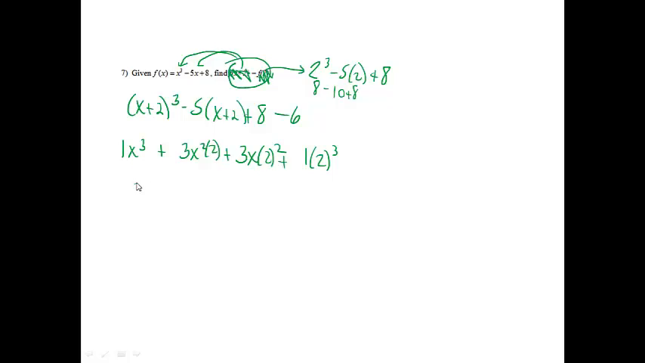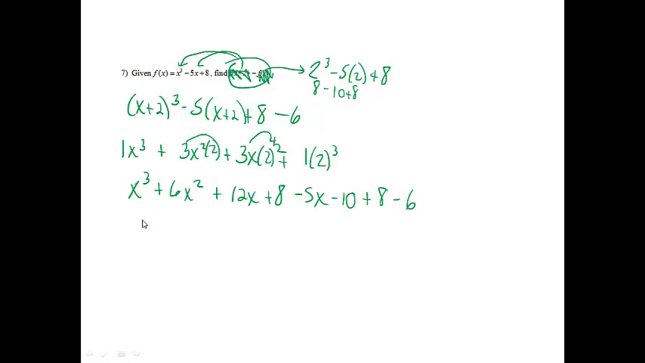So just simplifying this, I'll get x cubed plus 2 times 3 is 6x squared, plus 2 squared is 4, times 3 is 12x, and then plus 2 cubed is 8, and then I still have the minus 5 times quantity x plus 2, that will be minus 5x minus 10, and then still plus 8 minus 6.